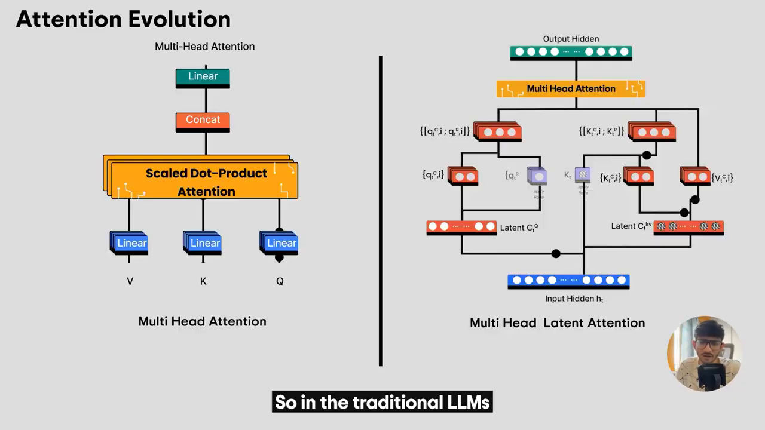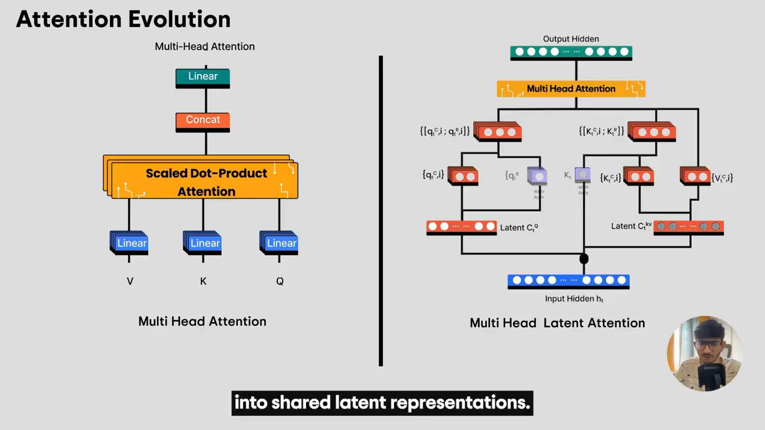In the traditional LLMs, we were using multi-head attention, in which it splits the attention into multiple heads. It is powerful, but stores the full key value pair for every head. So in the DeepSeek architecture, we have multi-head latent attention. Basically, instead of storing full KV pairs for each head, MLA compresses them into a shared latent representation. By doing this, we get the power of multi-head attention, but with dramatically reduced memory usage.